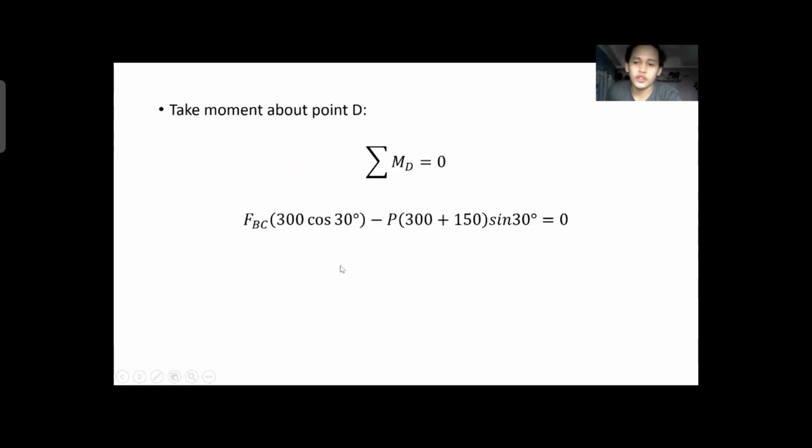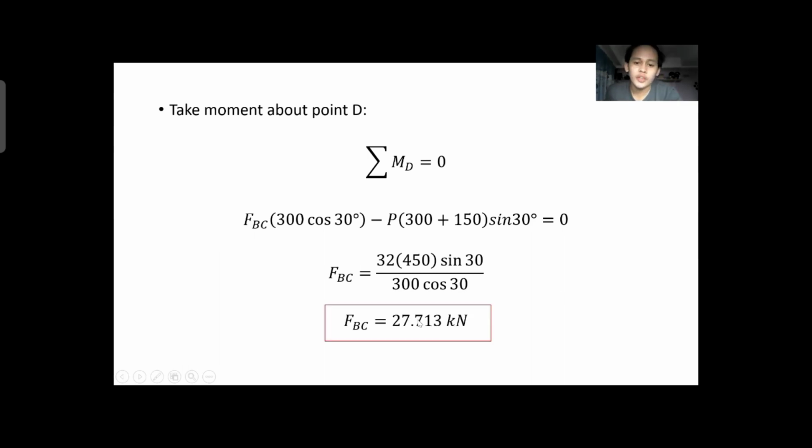Then, as a continuation, to get FBC, the force in BC, we will transpose this negative P multiplied by 300 plus 150 sine 30 degrees. Then it will become positive, and we will substitute the 32 for P and divide both sides by 300 cosine 30 degrees. The result is 27.713 kilonewton.